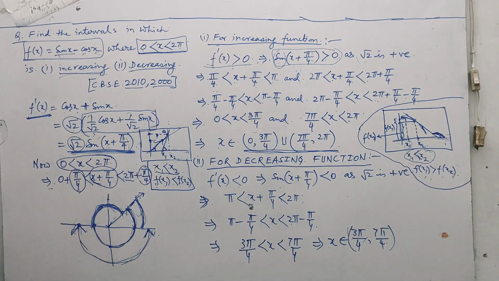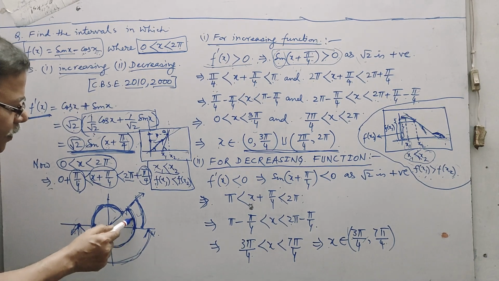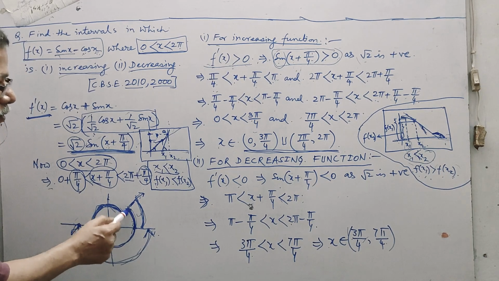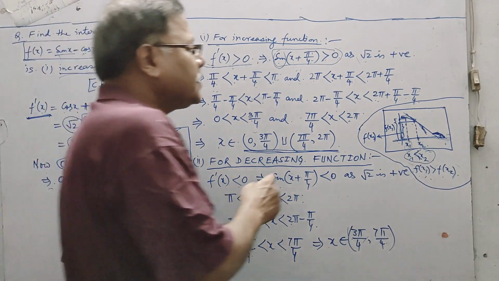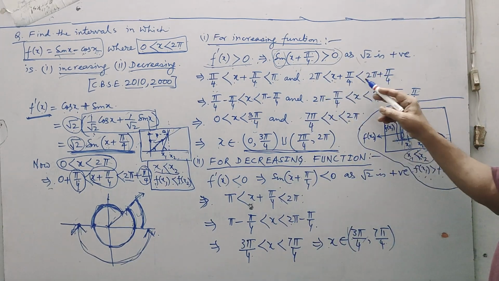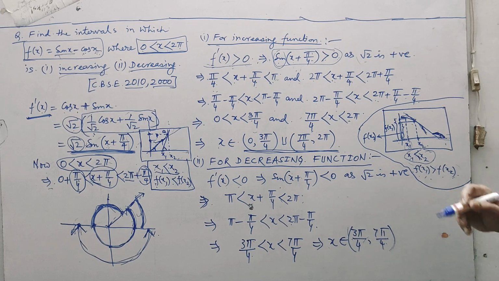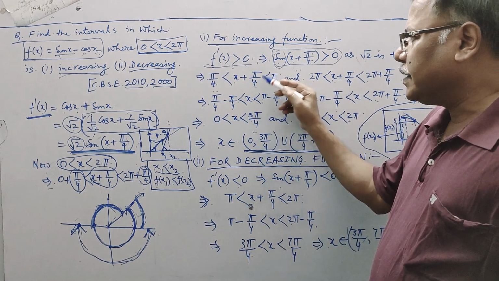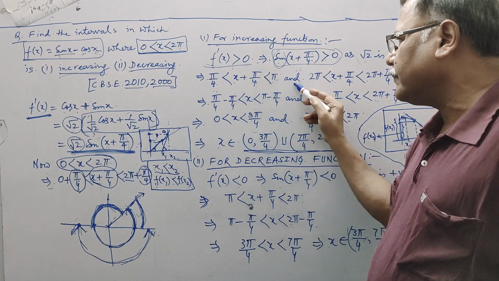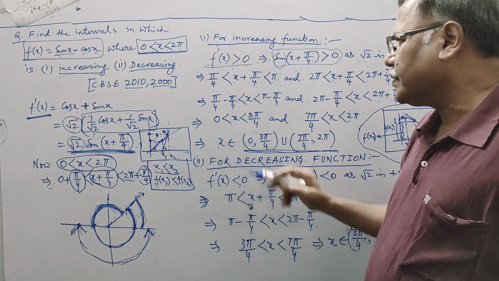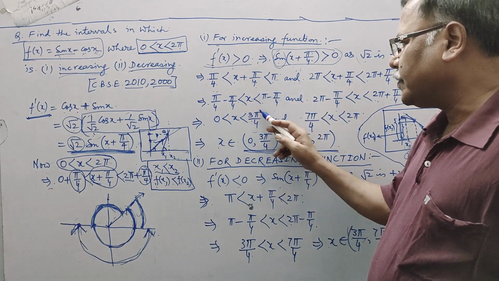Also you can see the sine function will be positive from here to here. That means more than 2 pi and less than 2 pi plus pi by 4. For that reason I have written x plus pi by 4 greater than 2 pi and less than 2 pi plus pi by 4. Now after that the simple calculation is done. This pi by 4 is brought this side and pi by 4 brought this side, so that pi by 4 minus pi by 4 becomes 0, and pi minus pi by 4 is 3 pi by 4.